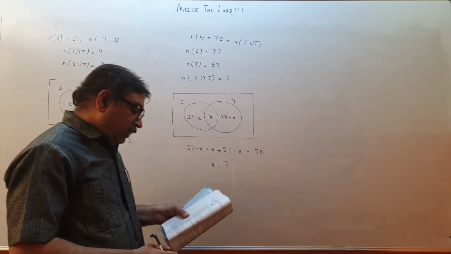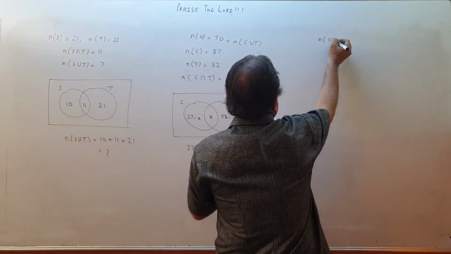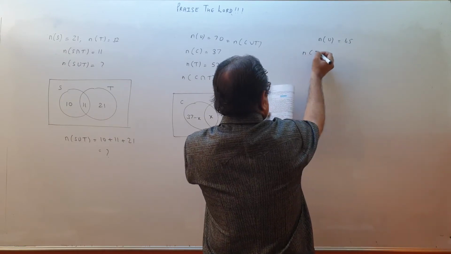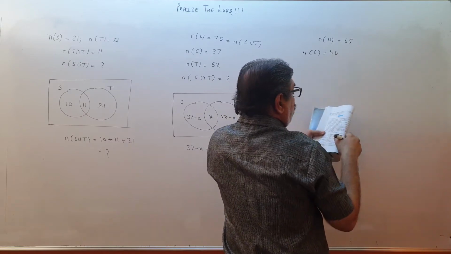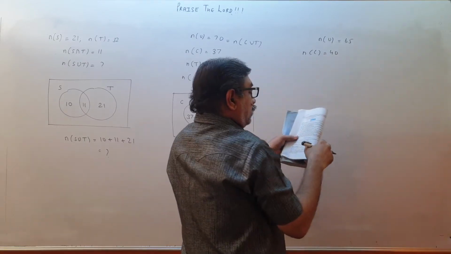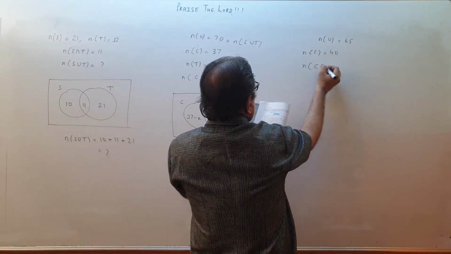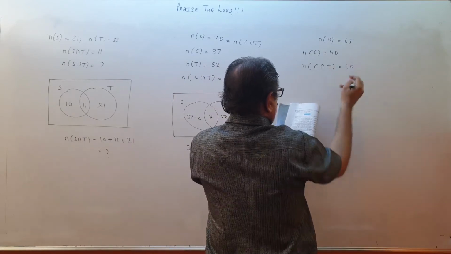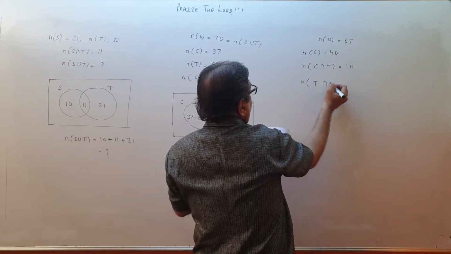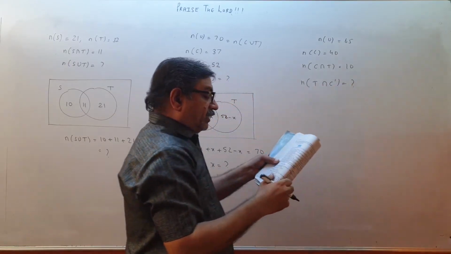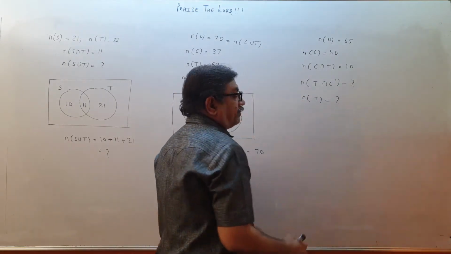Then, in a group of 65 people, 60 like cricket. So there is a group of 65 people. 40 like cricket, 10 like both. Acha, it's cricket and tennis. Okay. So both like cricket and tennis. C intersection T, that is 10. How many like only tennis but not cricket? So we want tennis but not cricket. So T intersection C dash.